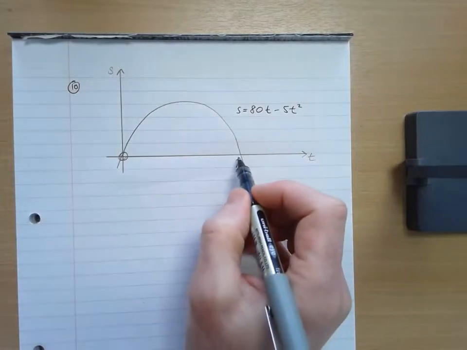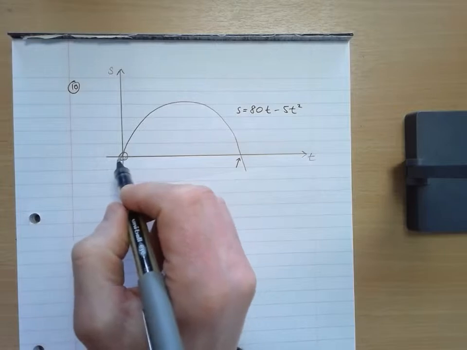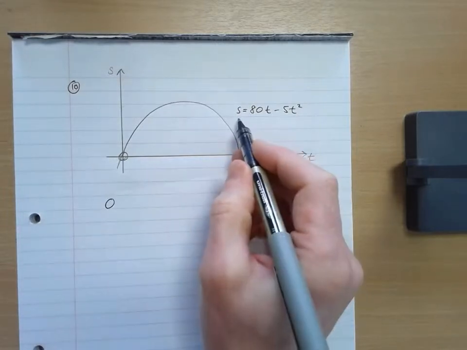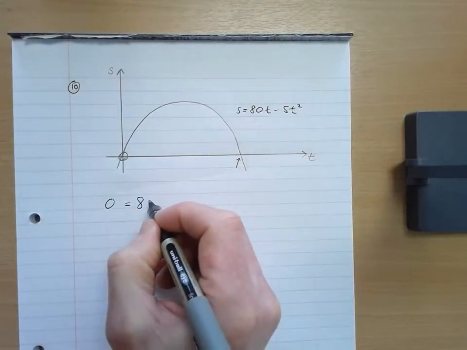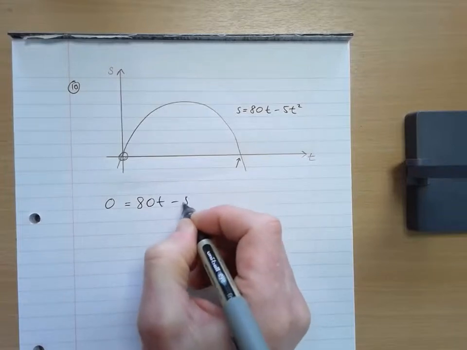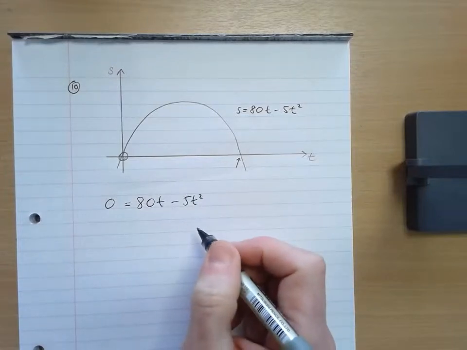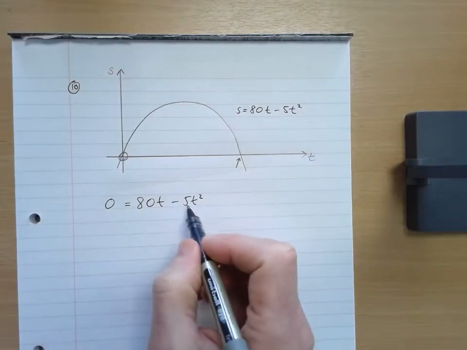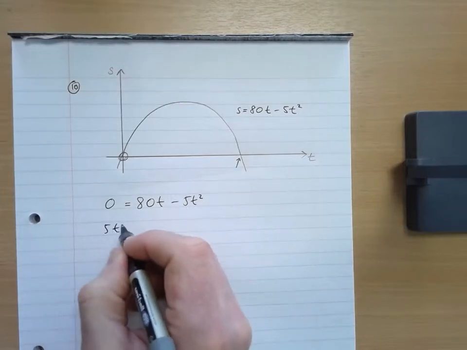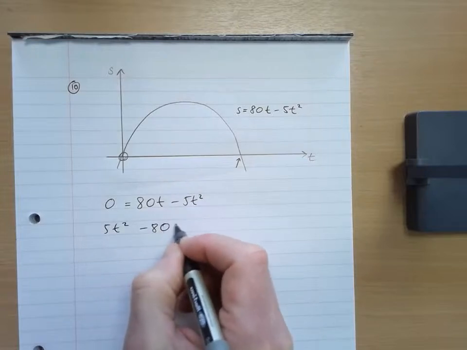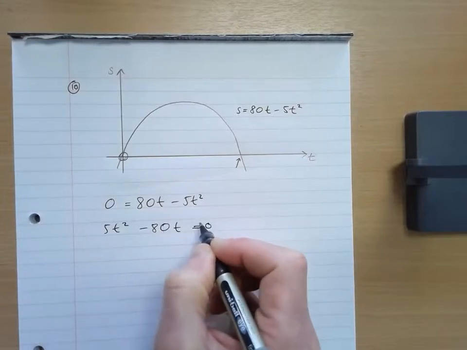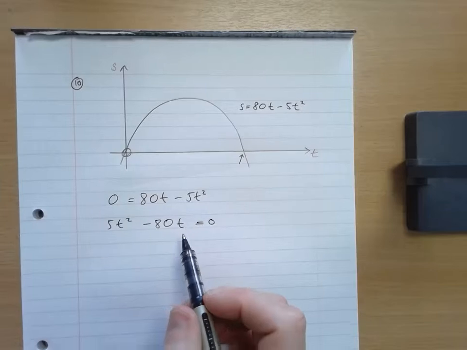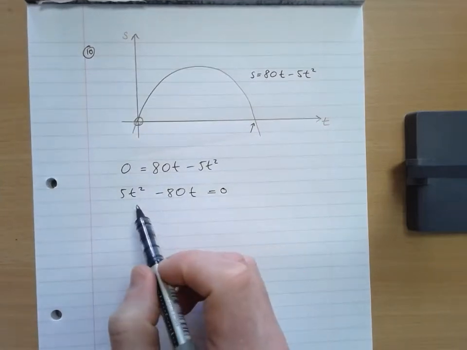So that is where the displacement of the distance is 0. Okay, so I'm going to set that to 0, so get 0 equals 80t minus 5t squared. Now it's a bit easier if I make my t squared positive, so I'm going to add everything to this side. So 5t squared and then minus 80t equals 0. Now I can factor out t, and I can also factor out 5.